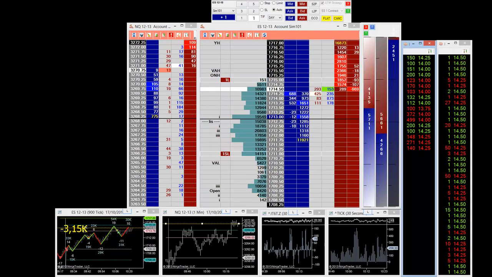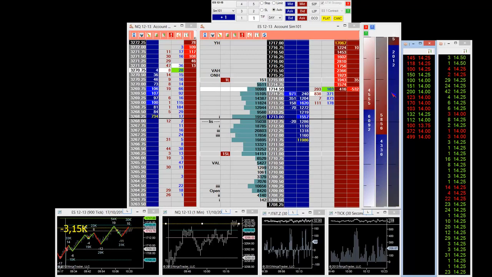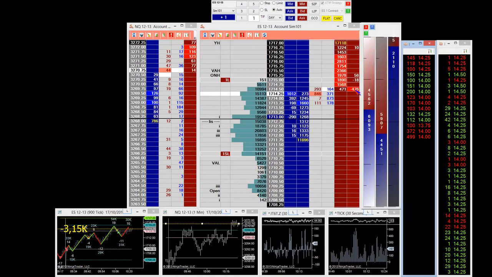The relationship between the strength meters: the one on the left is just showing trades. The one in the middle is showing the depth. The one on the right is actually showing, you see the negative numbers here? That's showing you how many contracts have been pulled or added to that level, which is effectively what the strength meter on the right hand side shows you.